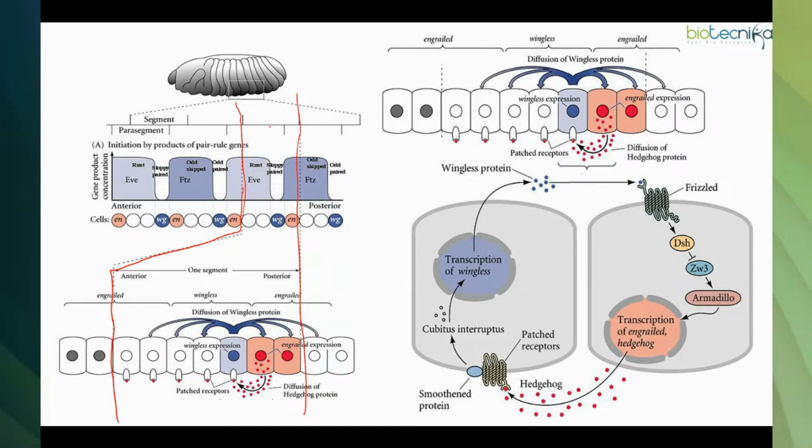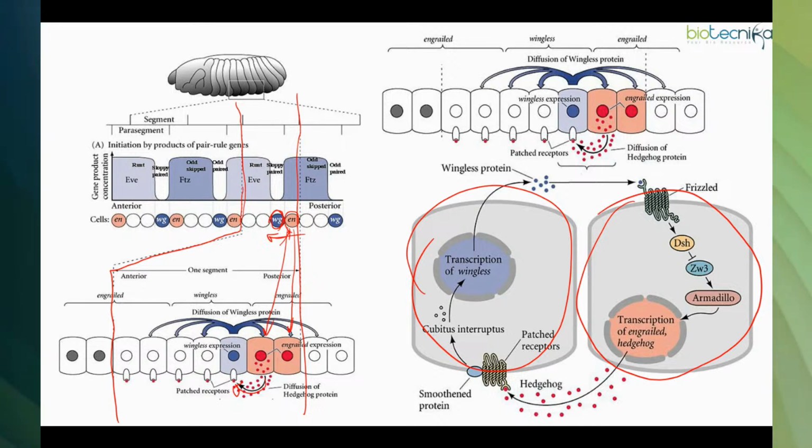Now you can see in this segment, zoomed and shown in the posterior part of the segment, the cells which are there will be expressing engrailed, and the cells which are just anterior to the engrailed expressing cells will express wingless. So two cells are shown over here. This is the wingless expressing cell and this is the engrailed expressing cell.